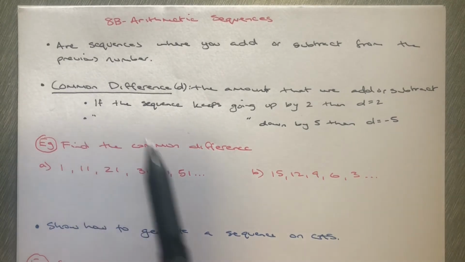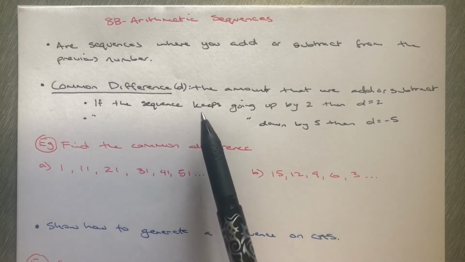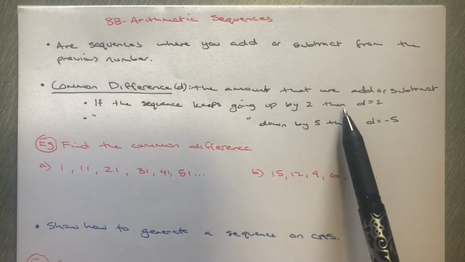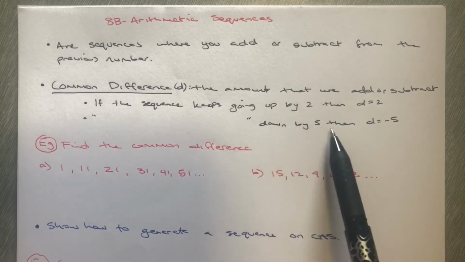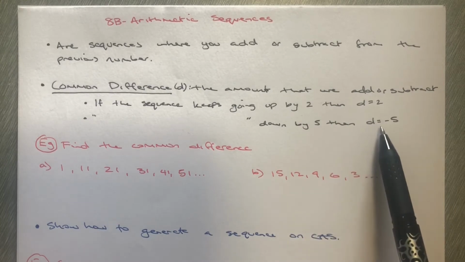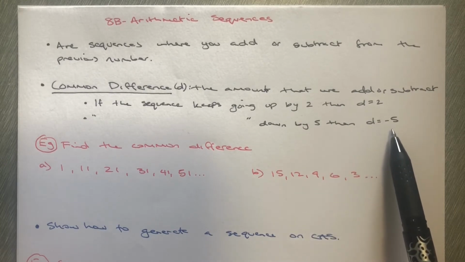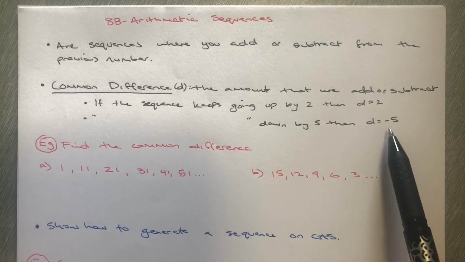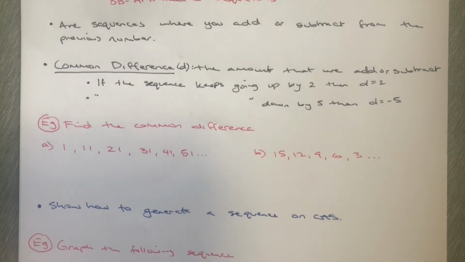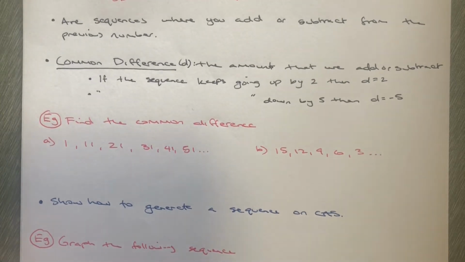So there's a couple of examples that I've got written down here. If the sequence keeps on going up by 2, then the common difference, or D, is 2. If the sequence keeps going down by 5, then the common difference would be minus 5. So if you're going up, you're going to have a positive common difference. If the sequence seems to be going down, you're going to have a negative common difference. Let's have a look at the next couple of examples and do them together.